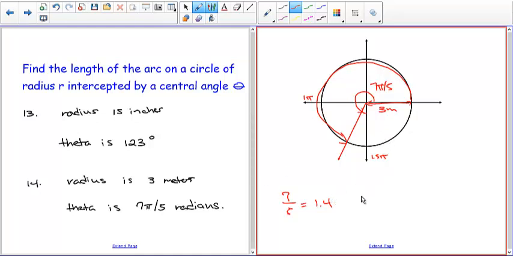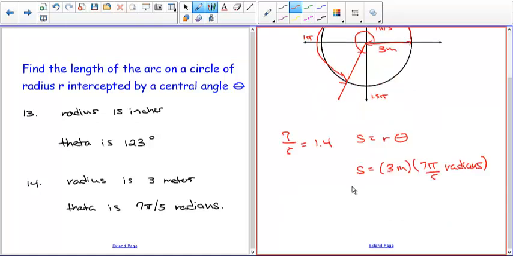So again, the arc length is equal to the radius times the angle in radians, but it's already in radians, so we don't have to convert. So we just take 3 meters times 7 pi divided by 5 radians. Radians don't have units. They're just meters per meter, inch per inch, distance per distance. So we take 3 times 7 times pi divided by 5. And we get 13.2.